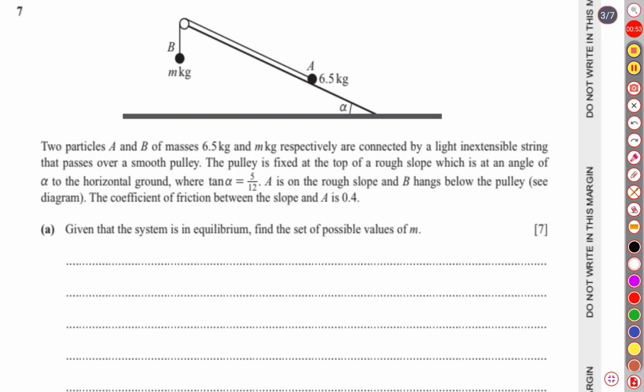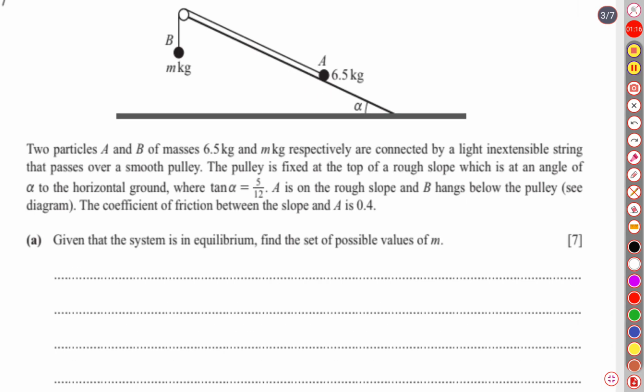A is on the rough slope and B hangs below the pulley. See the diagram. The coefficient of friction between the slope and A is 0.4. Given that the system is in equilibrium, find the set of possible values of m.